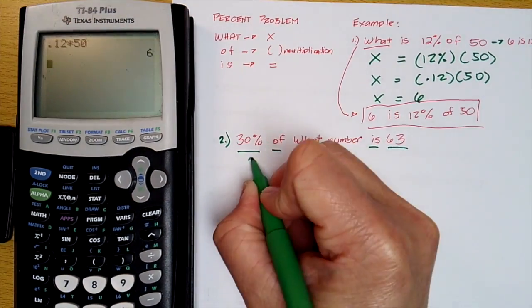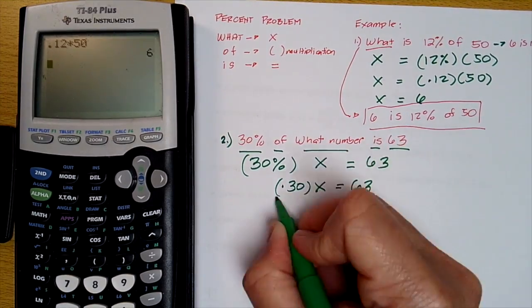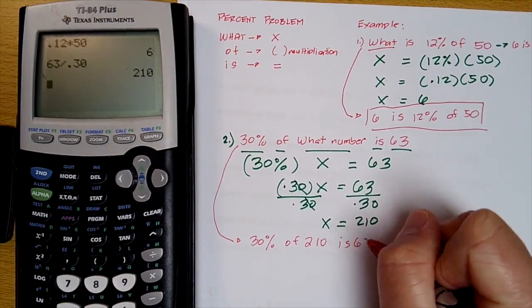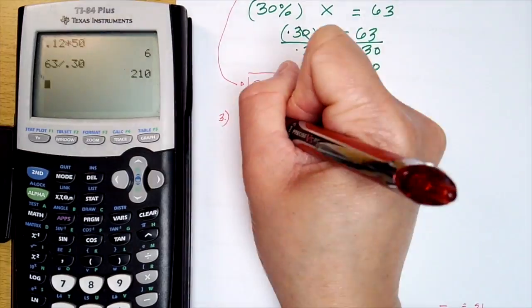30% of what number is 63? Translating it into a mathematical equation, therefore 30% of 210 is 63.